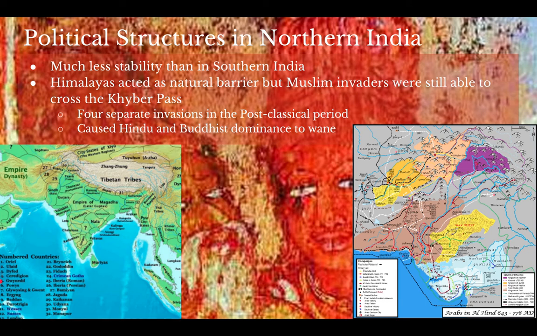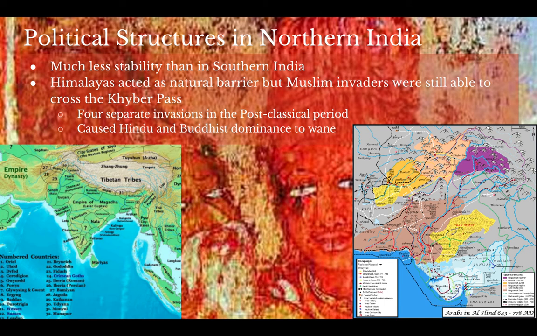So most notably, there was the Khyber Pass and the Hindu Kush Pass. So there were ways that particularly Turkish-speaking peoples could pass and invade the Indian subcontinent. This often happened when politics were not particularly stable in India, so that outside invaders could take advantage of that vulnerability. There were 4 separate invasions by Muslim armies throughout the post-classical period, and each of these attacks creates more instability and disruption.